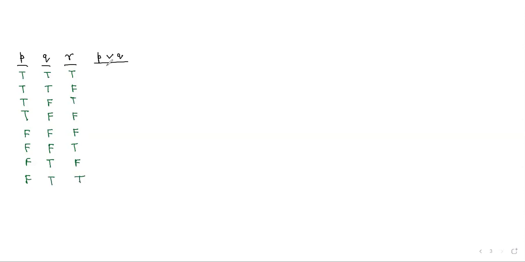Now, what do we need? First of all, we need P or Q. That means we need to check these two. And P or Q is true only if at least one of them is true. So for the first case, we get capital T. For the second one, we get capital T. For the third one, how much? Capital T, isn't it? If at least one of them is true, then it is true. For the fourth one, we get capital T. Both of them are false, so we get false. Both of them are false, so we get false. At least one of them is true, so we get T. At least one of them is true, so we get T.